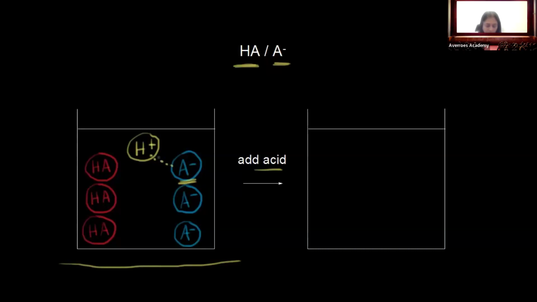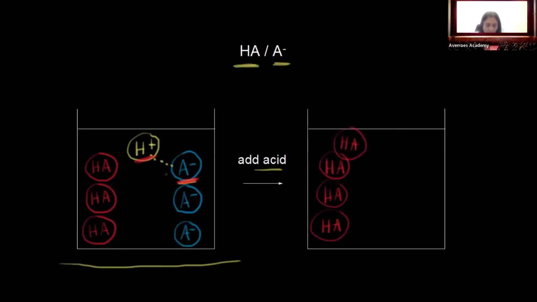So we're going to make more of our weak acid here. So let's see, we started out with some weak acids. Let me go ahead and draw that in here. So some HA. And then we're going to make more because H plus and A minus give us HA. So we're making more of our weak acid here.